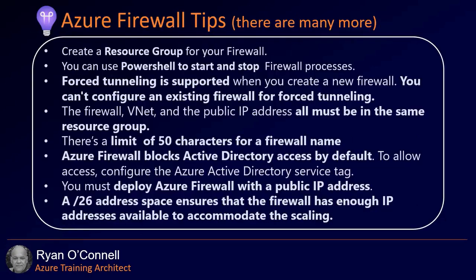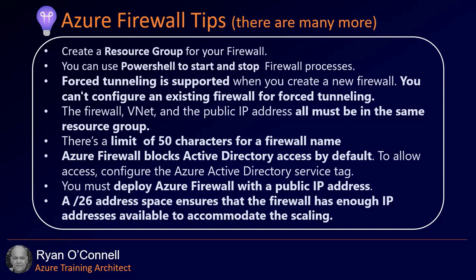Again, some Azure Firewall tips. There are many more. This is just a couple of them. You create a resource group for your firewall. Again, it's good practice to do that. You can use PowerShell to start and stop the firewall processes. Forced tunneling is supported when you create a new firewall. You cannot configure an existing firewall for forced tunneling. The firewall VNet and the public IP address must all be in the same resource group. There is a limit of 50 characters for a firewall name.